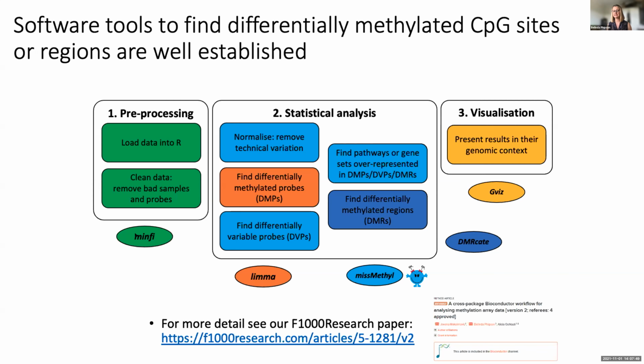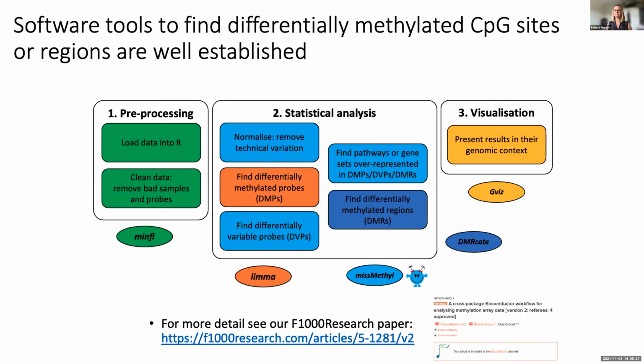Then we normalize the data. minfi has a lot of normalization methods, and missMethyl also has a couple. Once the data is cleaned and normalized, we would find differentially methylated probes, or differentially methylated CpGs, and we can call these DMPs. There are other sorts of analysis you can do after that. You might be interested in CpGs that are different in terms of their spread, not just their mean methylation values, so we could do a differential variability analysis, and we've got a method for that in missMethyl.